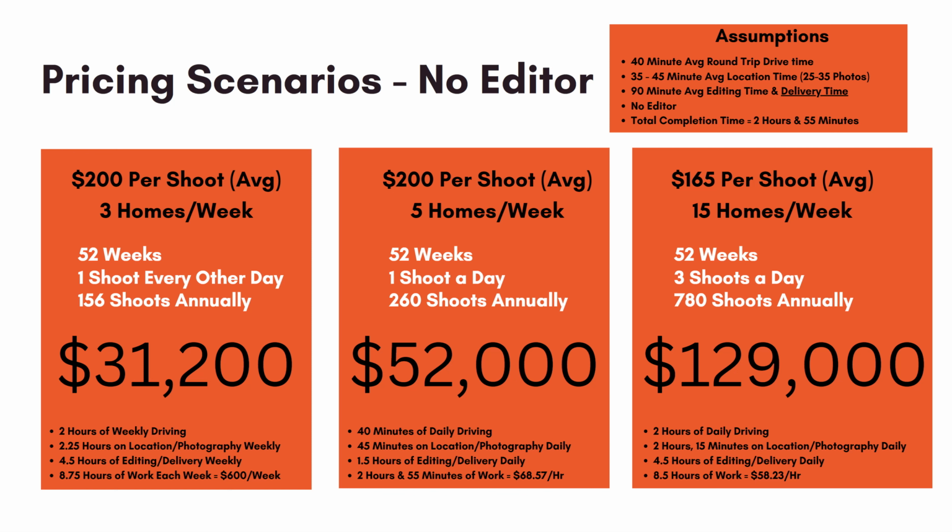You're looking at 260 shoots annually, $52,000 a year, and you've got 40 minutes of daily driving, 45 minutes on location each day, 1.5 hours of editing each day, and 2 hours 55 minutes of work, and you're making $68.57 an hour. Not bad. That's pretty good. That's a good hourly rate for $52,000 a year.